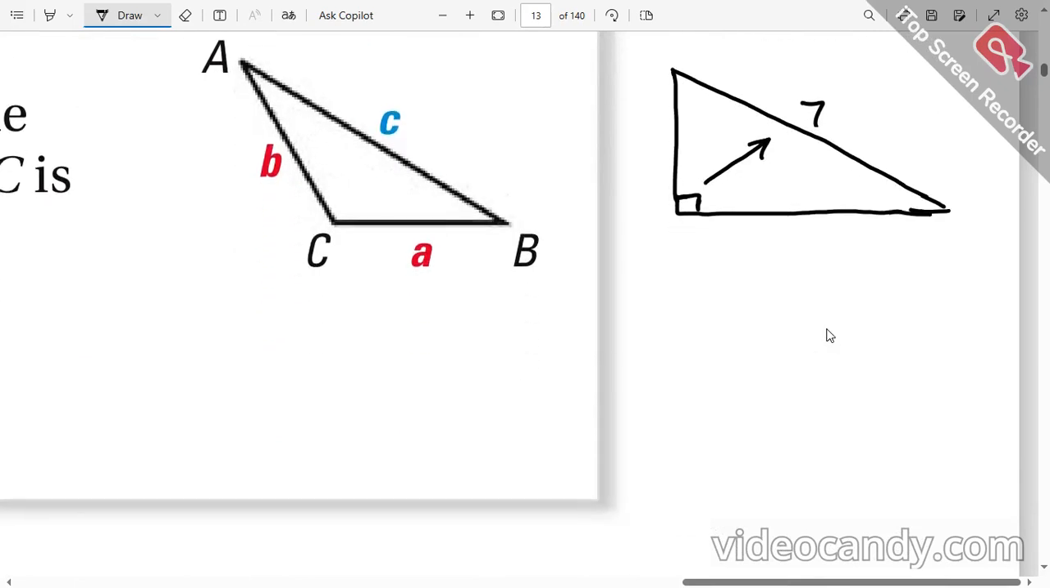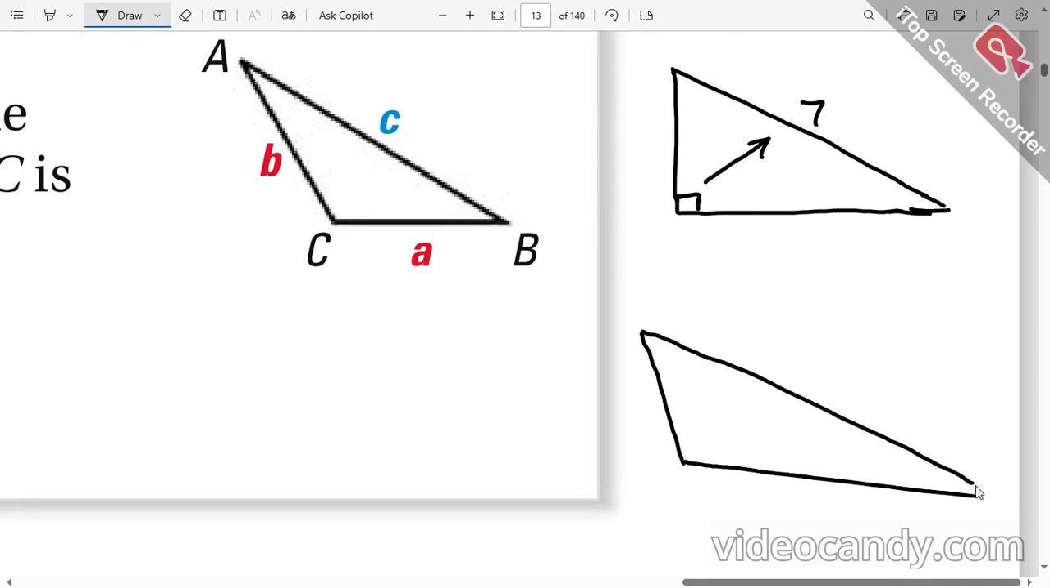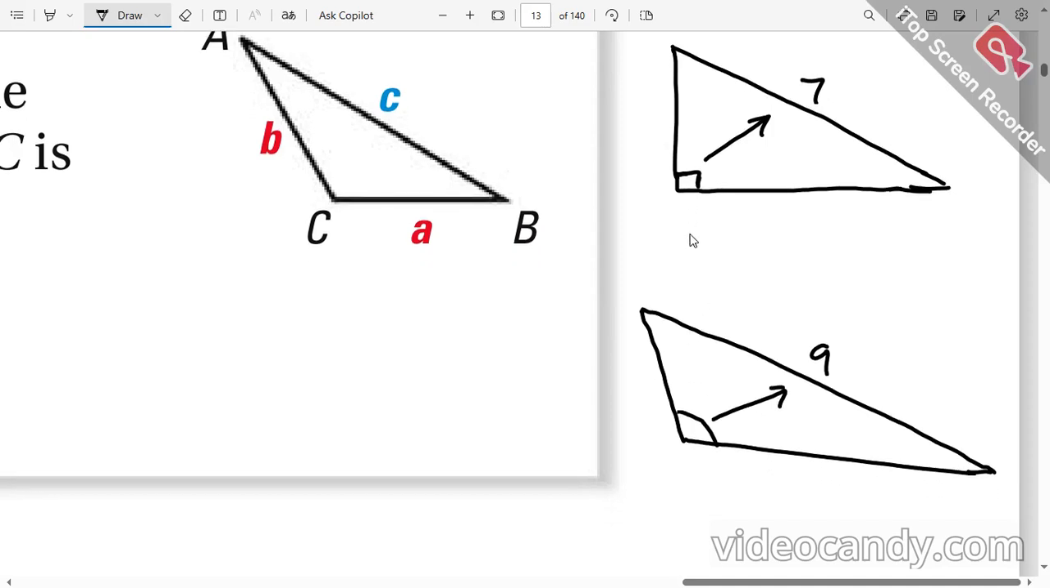All right, and let's say I make a new triangle, and I make the side length longer. Instead of 7, let's say I make this side length 9. Now, if the hypotenuse gets longer, the angle across from the hypotenuse is also going to get bigger. So instead of being a right angle, it's going to be obtuse.